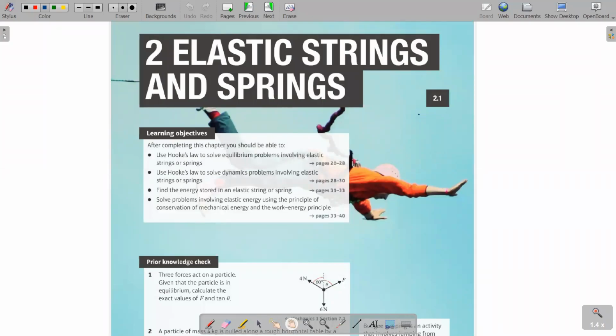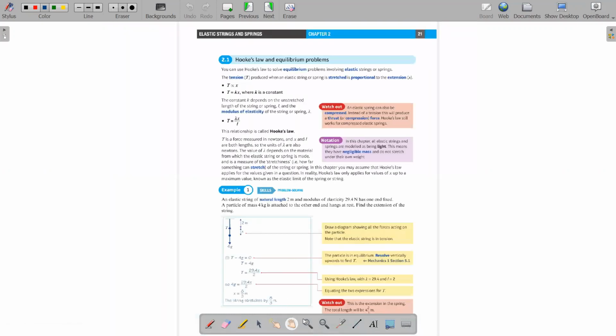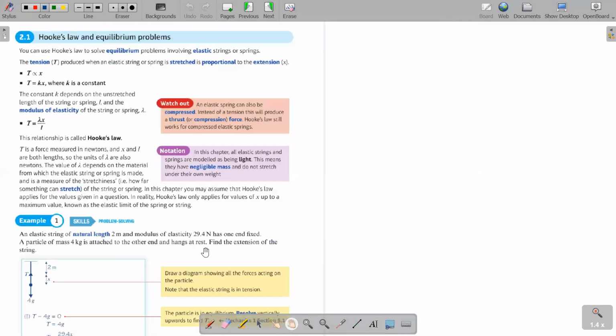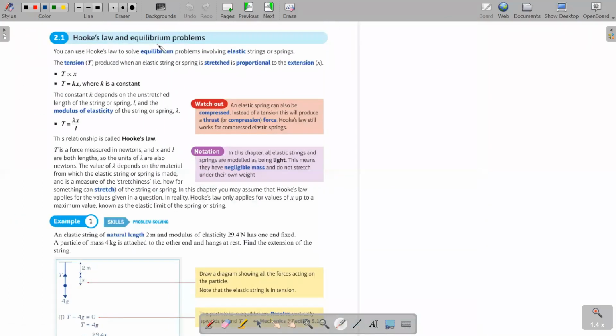Okay, so now we move on to chapter 2 in M3, elastic strings and springs. First in this chapter we learn about Hooke's law and equilibrium problems. We can use Hooke's law to solve equilibrium problems involving elastic strings or springs. This question is introducing you to the concepts that we use when we work with elastic strings or springs.